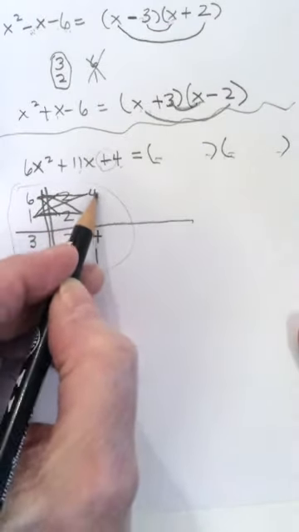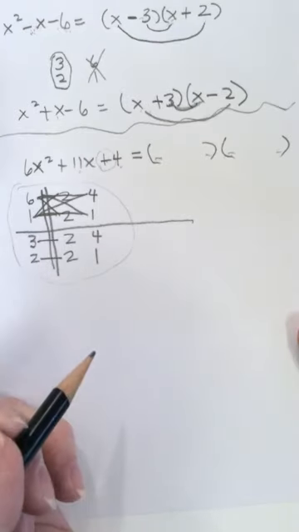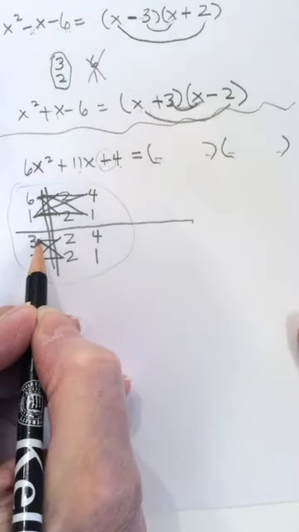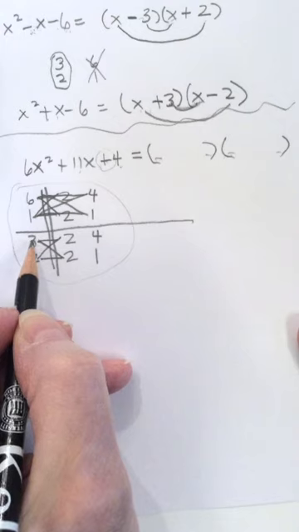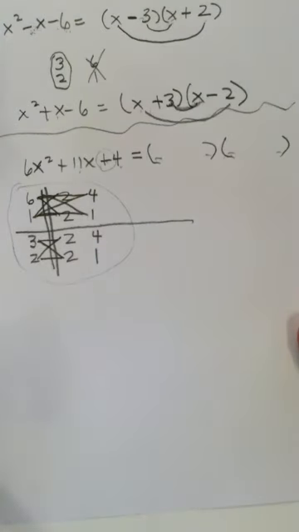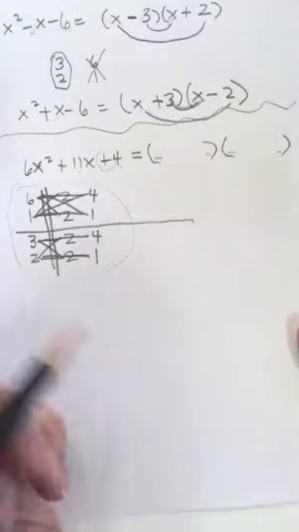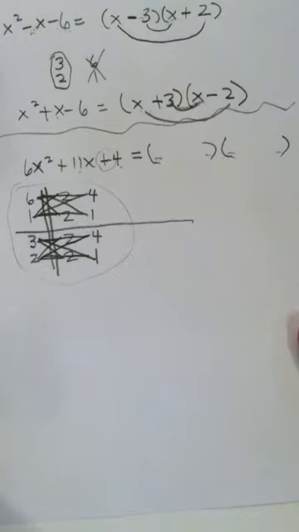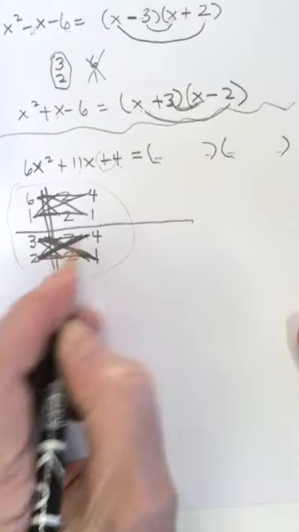6 and 4, not 11. 12 and 2, not 11. 3 and 8. Aha, that's 11. So this was the solution.